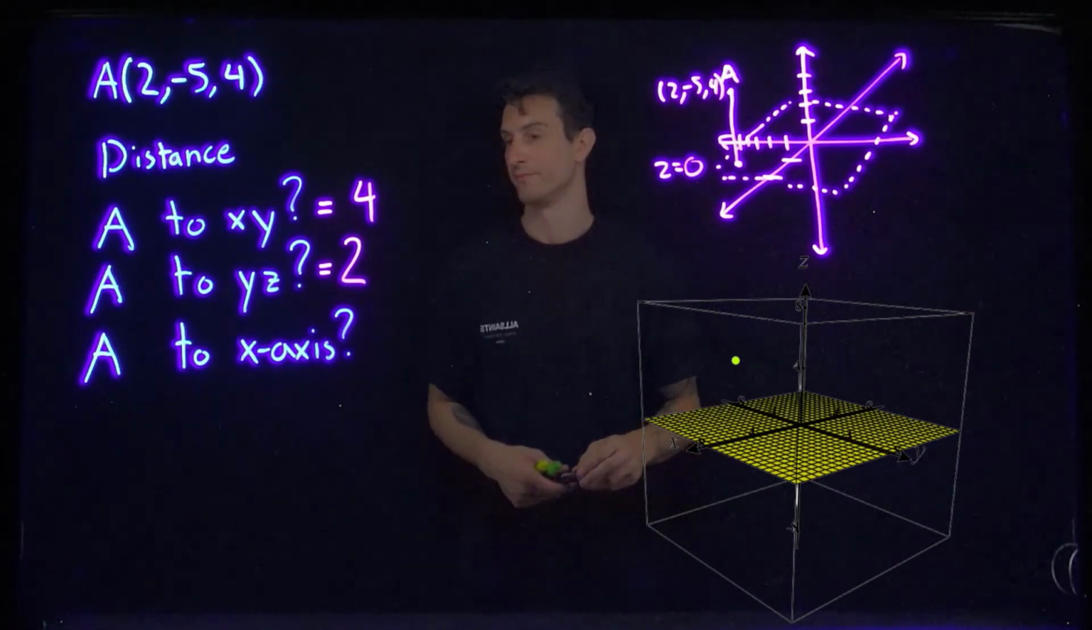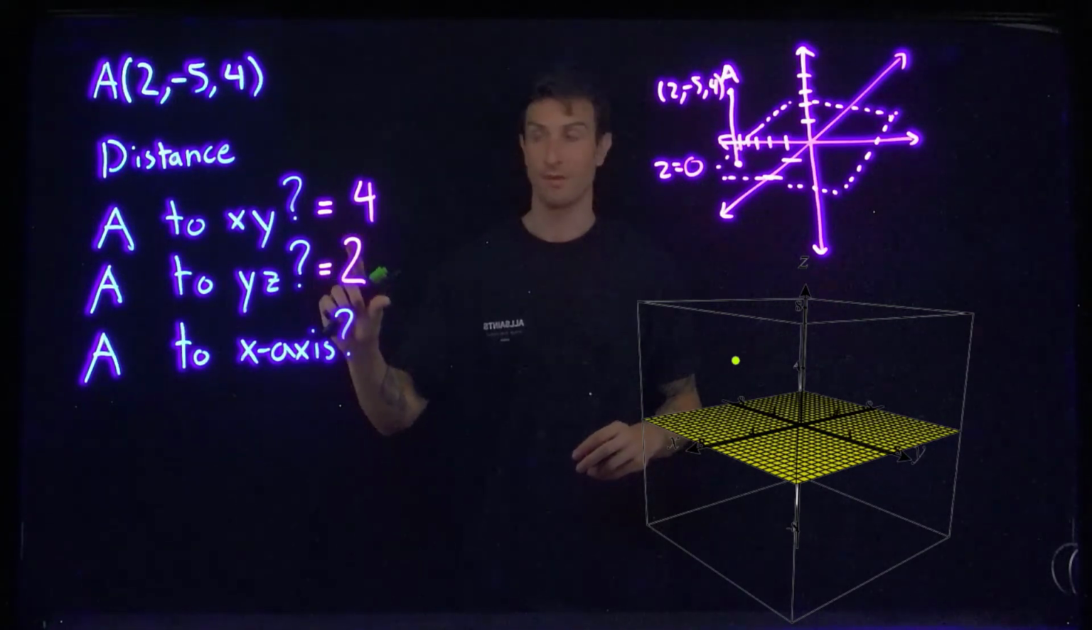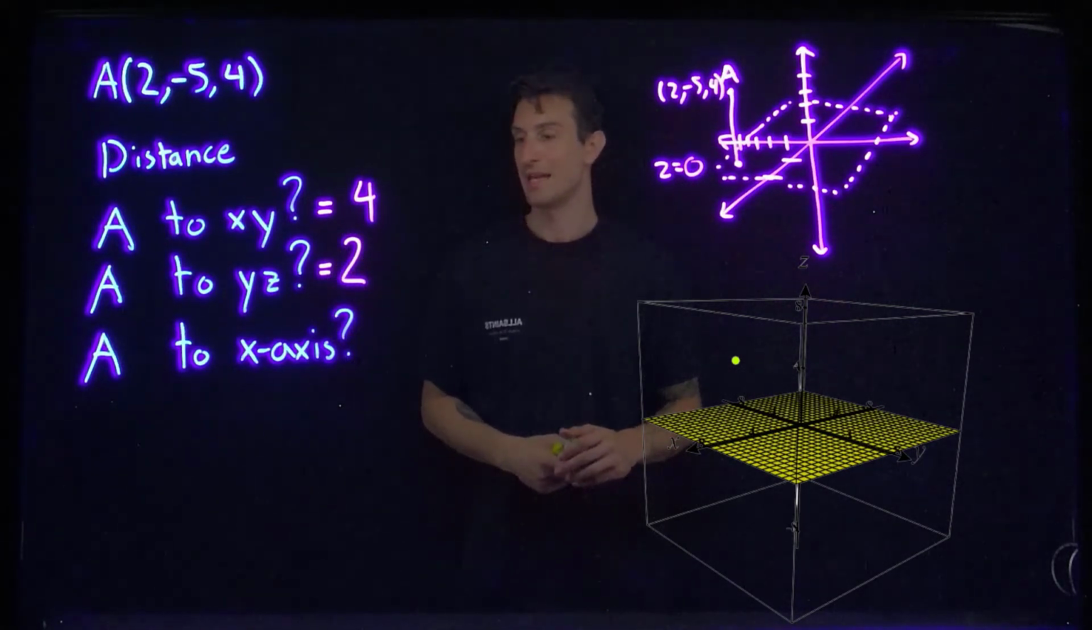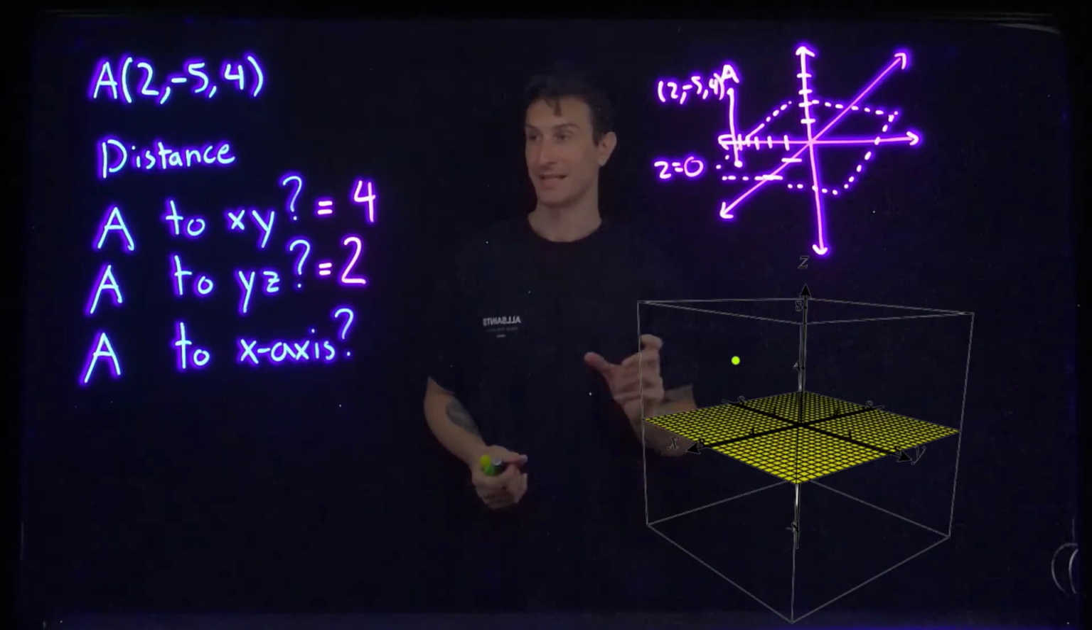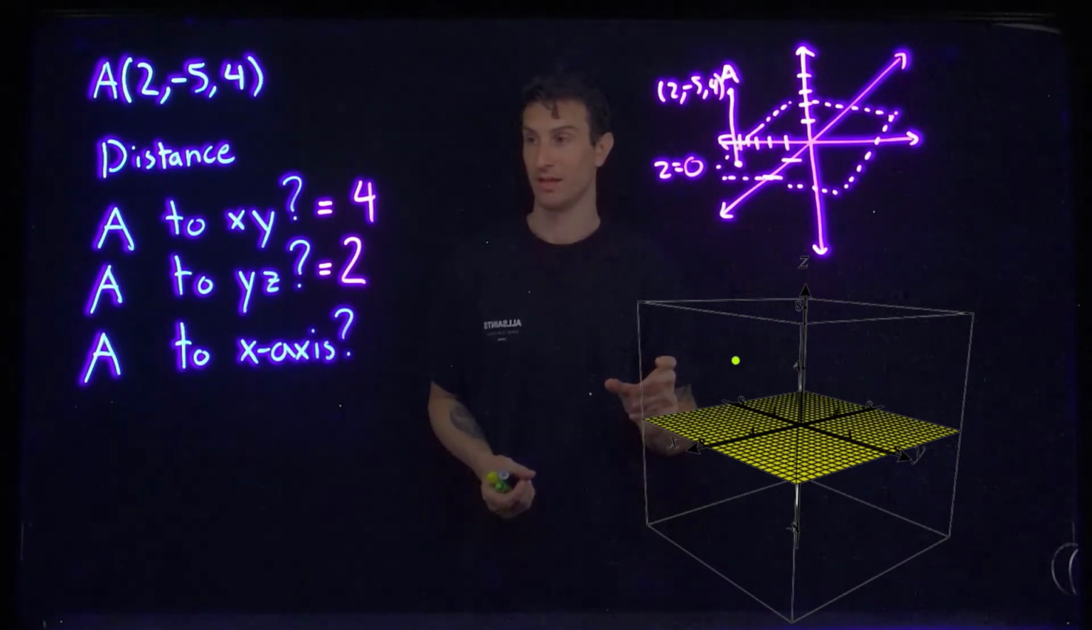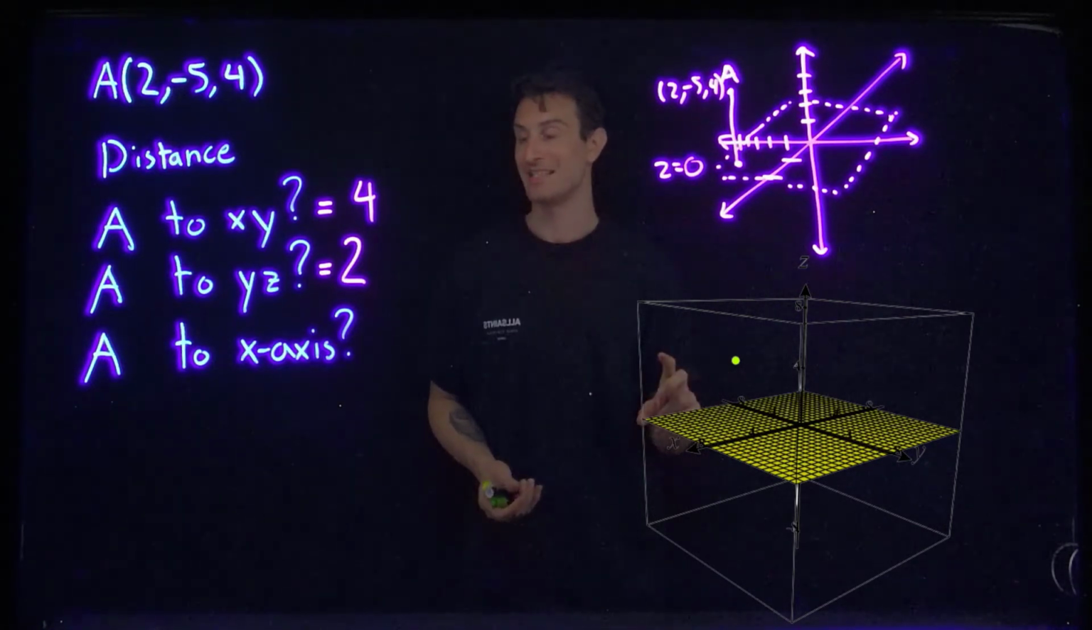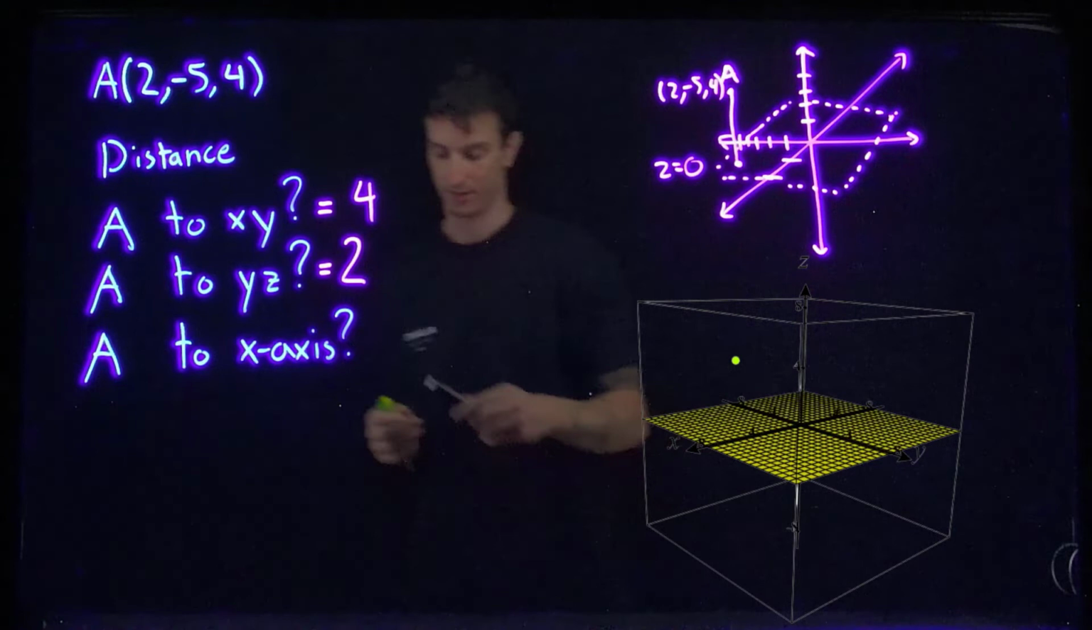Okay, so those two not so bad. What about A to the x-axis? Right, well, my x-axis is what? It's when my y's equal 0 and my z's equal 0, right? So you can write that out.